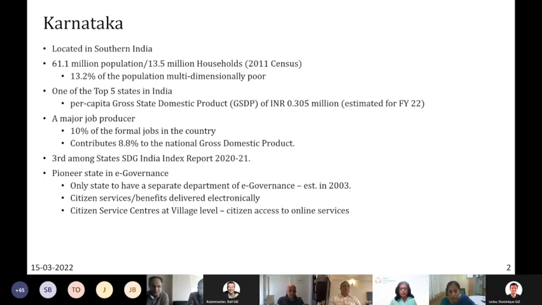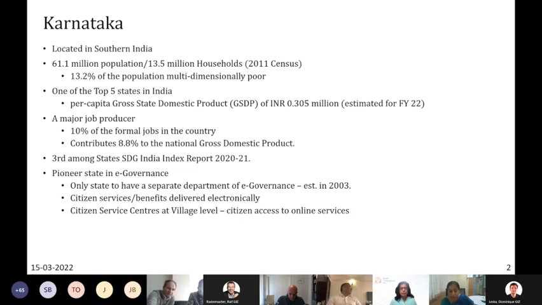Karnataka is also one of the top 5 states in India, and amongst these 5 states, it has the highest per capita gross state domestic product, which is about 0.305 million. It is also a major job producer, creating about 10% of the formal jobs in the country and contributing 8.8% to the national gross domestic product. In terms of SDG goals, India stands third as per the Niti Aayog's SDG India Index report.